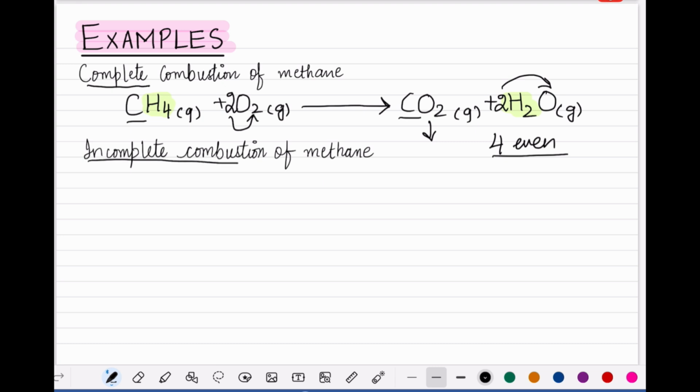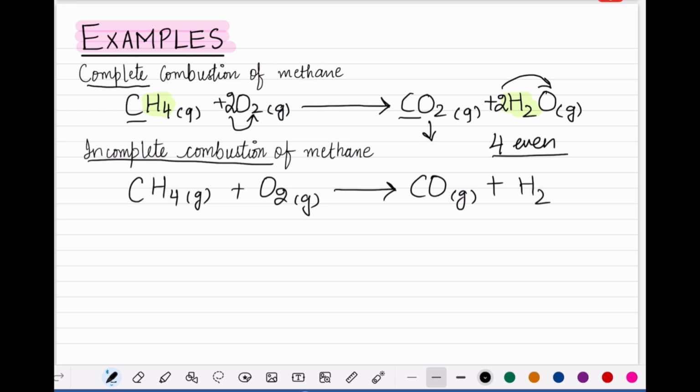Moving towards the incomplete combustion, CH4 plus oxygen makes carbon monoxide plus water vapors. Again, in this equation, there are same number of carbon atoms on both sides. Then we will look for the hydrogen atoms. As there are 4 hydrogen atoms on the reactant side, there must be 4 hydrogen atoms on the product side. So we will write 2 with the water.